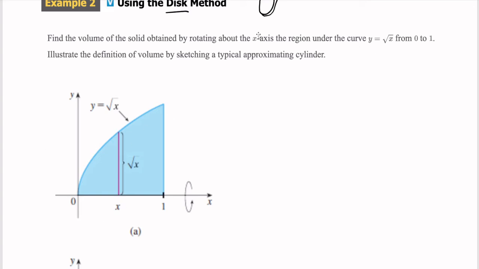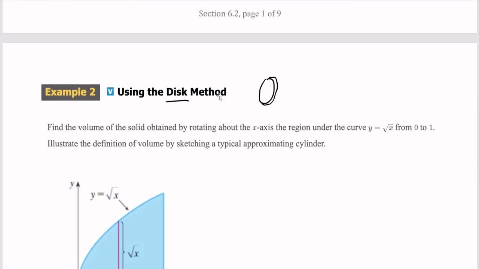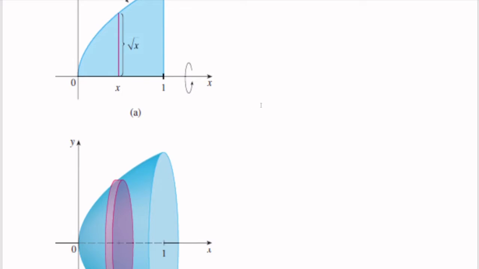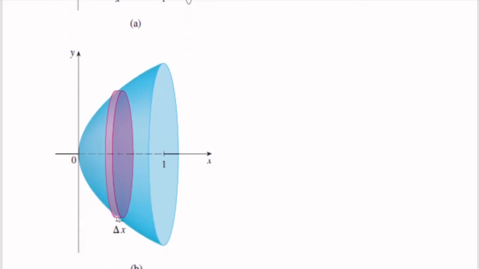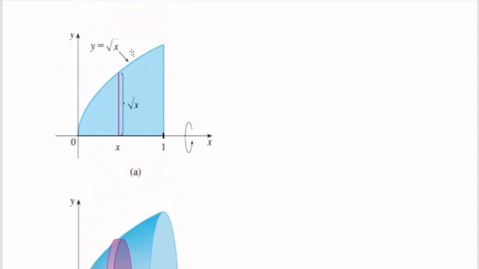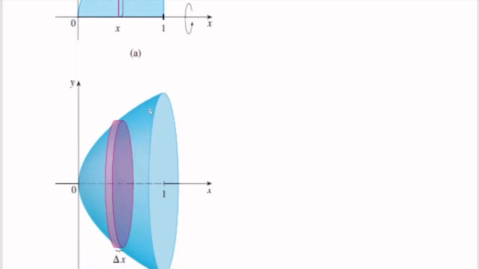And then it also says to illustrate by drawing an approximating shape. So this is the picture you get. Think about this: take this, move it up through the axis, and rotate around. It's circular in some way because I'm doing this rotation. I get this blue solid.